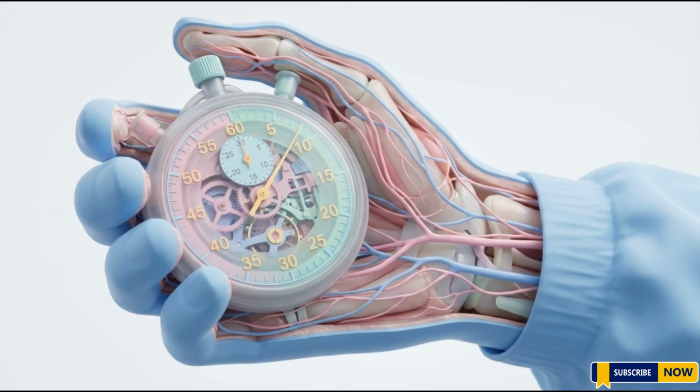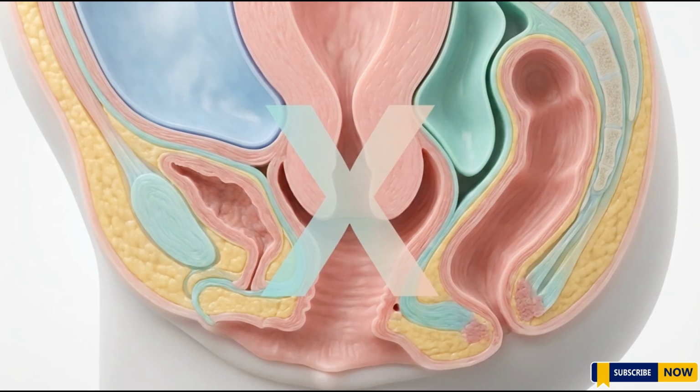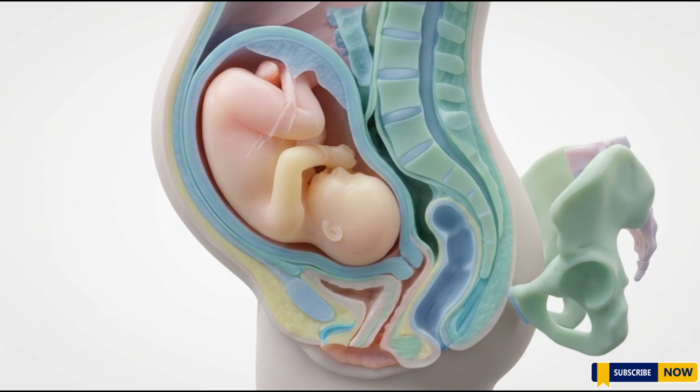Timing the intervention requires adhering to strict thresholds. Epidural placement should be avoided during the latent stage of labor, specifically when cervical dilation is less than 4 centimeters. Placing the epidural too early increases the clinical risk of dystocia.